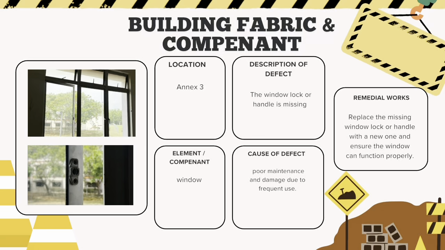For the fourth defect inspection, the defect was identified at NX3. The affected element or component is window. The defect observed during the inspection is the window lock or handle is missing. The cause of this defect is identified as poor maintenance and damage due to frequent use. To rectify the issue, the recommended remedial works are to replace the missing window lock or handle with a new one and ensure the window can function properly.